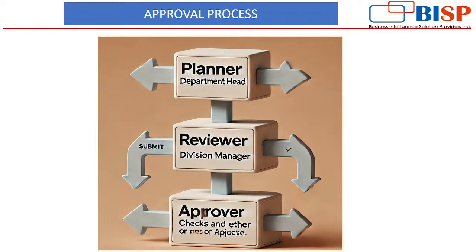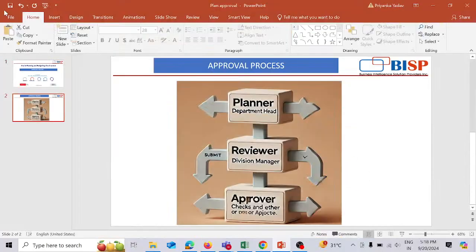So let's break down this approval process in PBCS using an analogy of a corporate budgeting cycle. In the image, you can see first is the planner, maybe the department head. He will make the plan and then submit it to the reviewer, who is one level above him. He will review and then submit it to the approver, who finally checks it and either approves or rejects it.